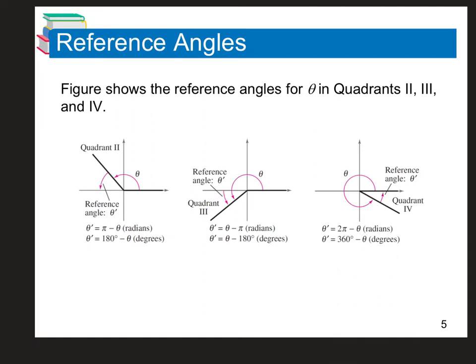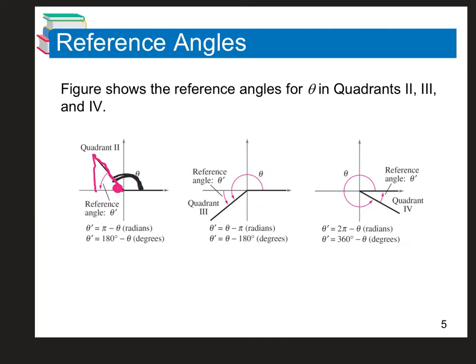All right, if you have an angle in quadrant 2, do you see this angle right here? Your reference angle is drawn from the terminal side down to the horizontal axis. So this is your reference angle. That's why it's 180 minus theta.